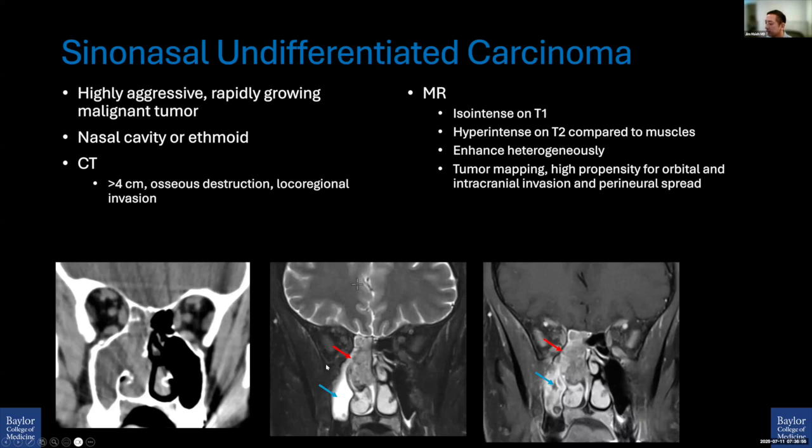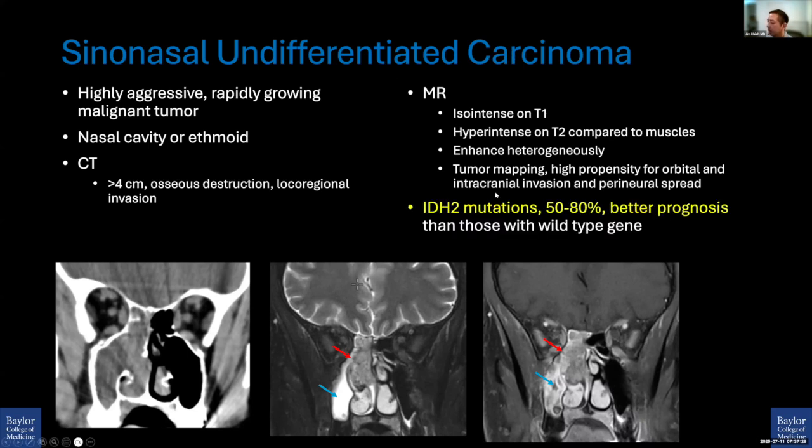So here we see this sinonasal mass on the right that came back as SNUC. And again, we can see that the MRI really helps to show that these are trapped secretions with mucosal thickening, and this is the actual tumor here, and there are areas of enhancement and necrosis.